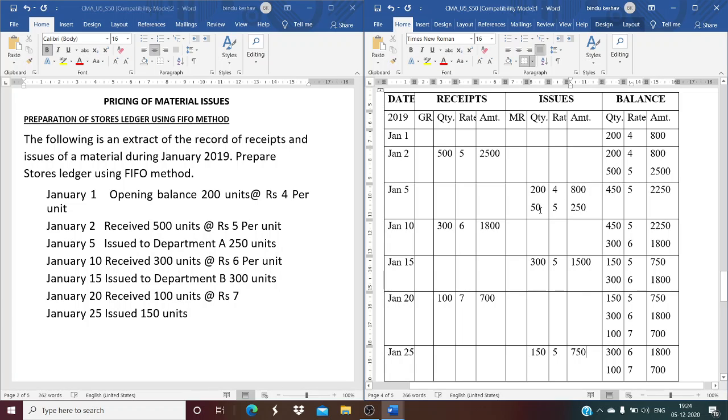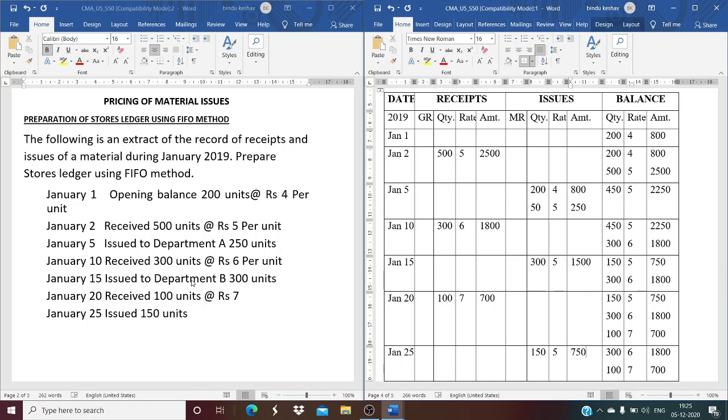Now January 10th, received 300 units at rupees 6 per unit. So again we are receiving 300 units at rupees 6, 1800 rupees. Now we are going to record the balance. We already have 450 units with us at rupees 5, 2250, and the new lot which has arrived will be written next, that is 300 units at rupees 6, 1800.